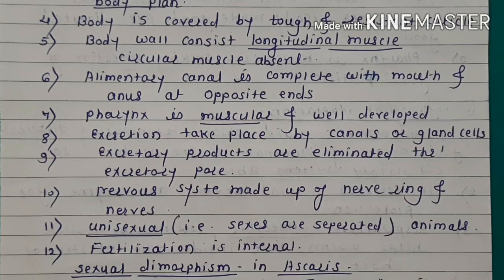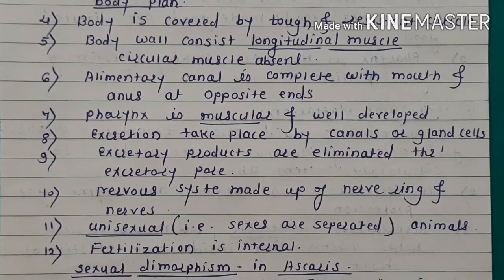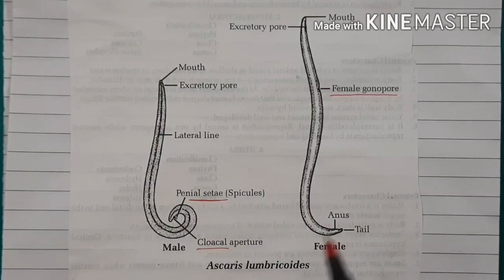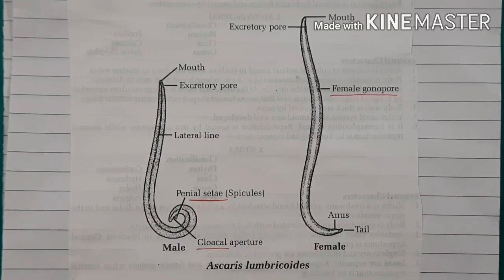They are unisexual, that is, sexes are separate. Fertilization is internal. They show sexual dimorphism. Example, Ascaris. See the figure. The body is long, cylindrical. Here, the male Ascaris is shorter than the female Ascaris.